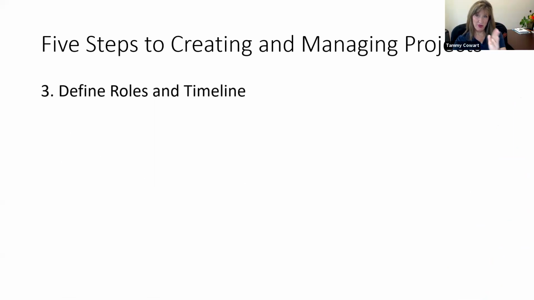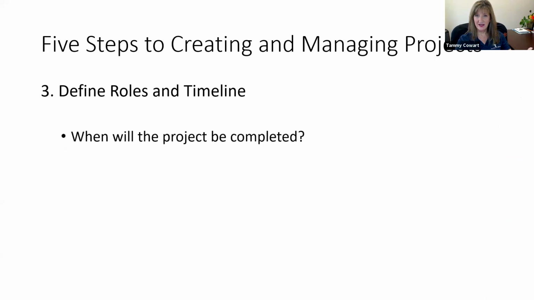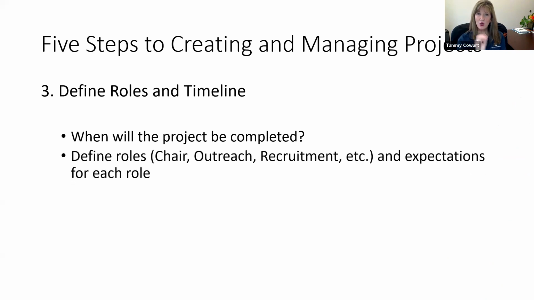Step three is really putting that down on paper, and I'll provide you with the document to give you a starting point for developing roles and timelines, and deciding when the project needs to be completed on a timeline. Who's responsible for what? It's important to define roles and expectations for each of those roles. So who's going to be the chair? Who's going to oversee that all the tasks are accomplished in a timely manner? Maybe you have other roles, and each of those roles needs to have expectations as well.